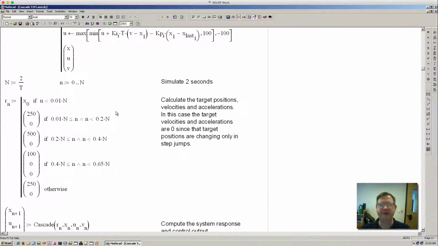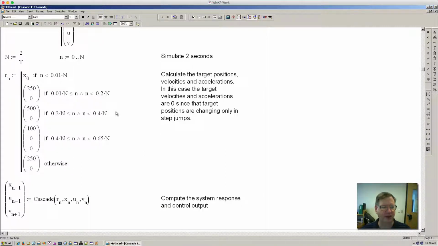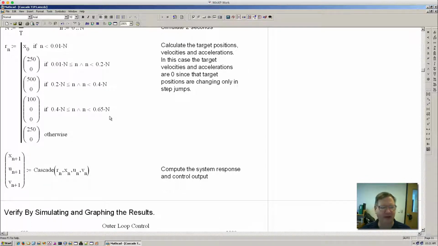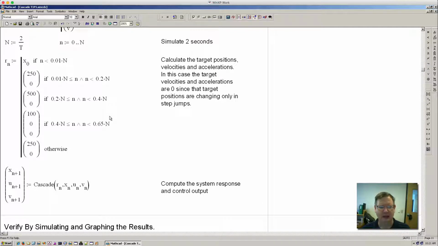So now what I want to do is simulate 2 seconds worth of motion. I'm just kind of jumping around. I like to always do steps to begin with, and the reason why is I can see if the response is going to overshoot, and I can see if the integrator is going to wind up. There's a lot of things that I can see just by making the system do steps.